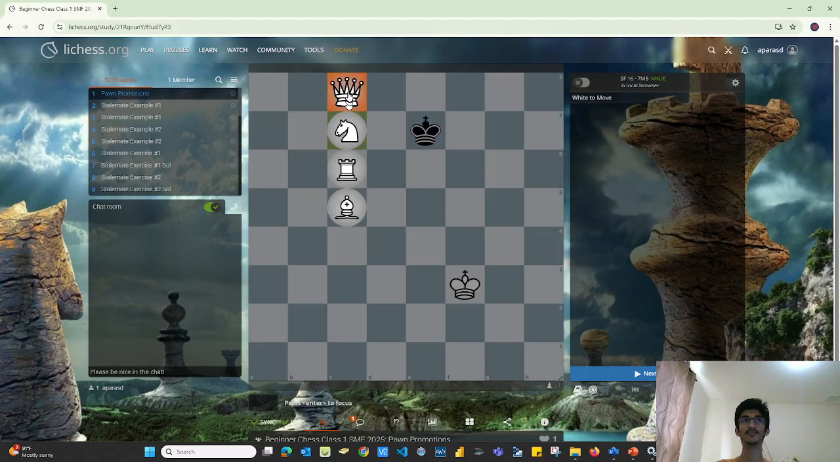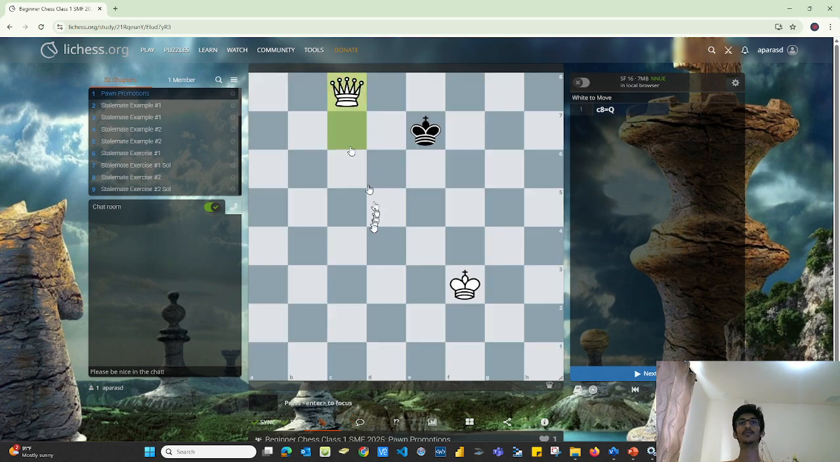So yeah, when you reach the edge of the board, it can just turn into a different piece, and you can look at whichever piece you want to turn it into. Usually you want to turn it into a queen because the queen is the most powerful piece. If I want to turn it into a queen, then I have a queen, and we can just continue playing the game.